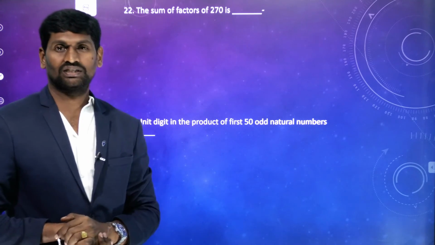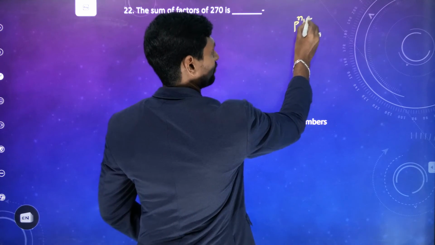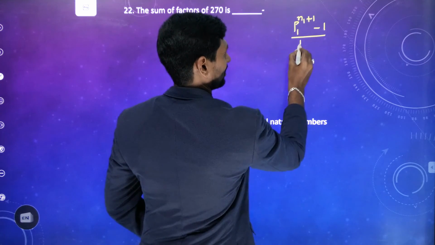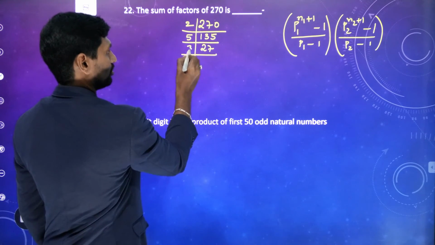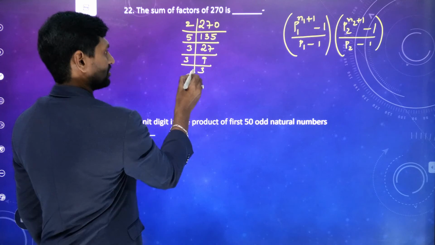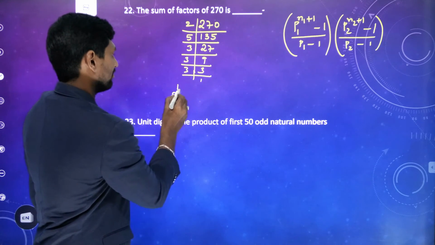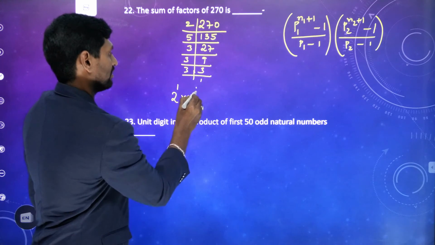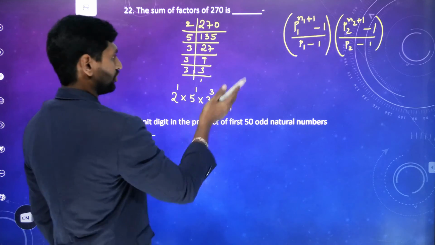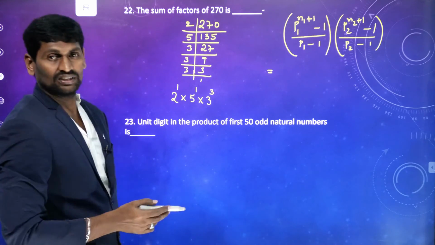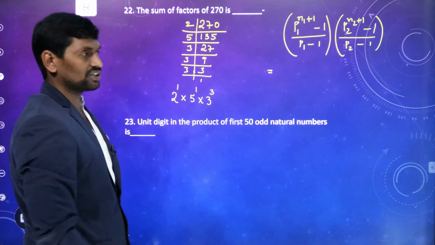Sum of the factors. Second formula. What is that formula? P1 power n1 plus 1 minus 1 by P1 minus 1. 5 2s, 5 7s. Now 3 table 9 times, 3 table 3 times and 3 table 1. So the prime factors are 2 power 1 into 5 power 1 into 3 power 3. You need not find the total number of divisors. First prime is 2, second prime number 3, third prime number is 5. 3 times we have to substitute in the formula.